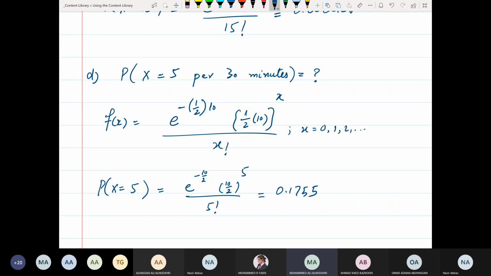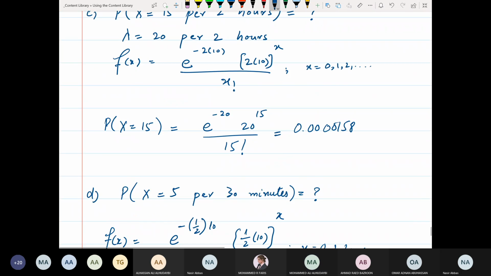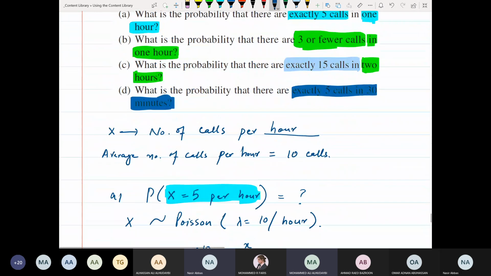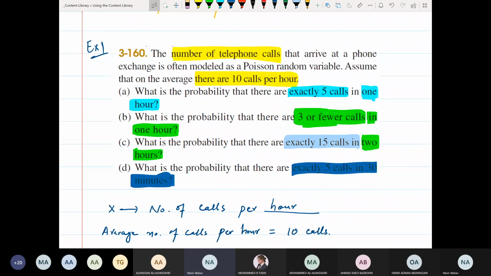Will every question indicate that the question is modeled as Poisson or not? Yes, this question is indicating, but even if it was not indicating, whenever you see a question of number of successes per unit, it's Poisson. Number of successes per unit. Number of happening of any event per unit.